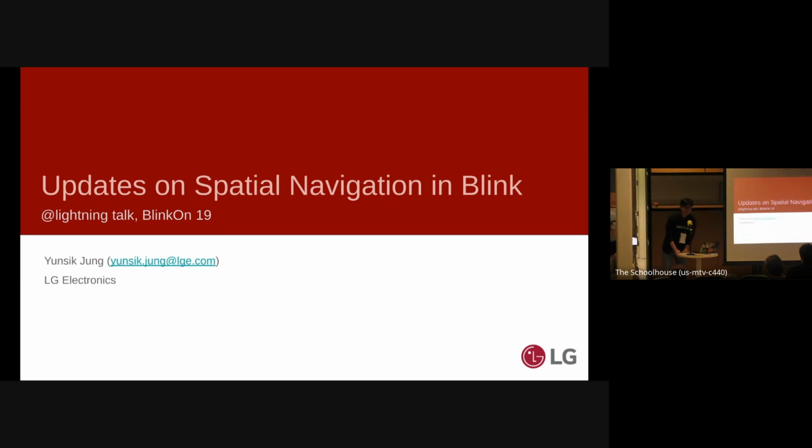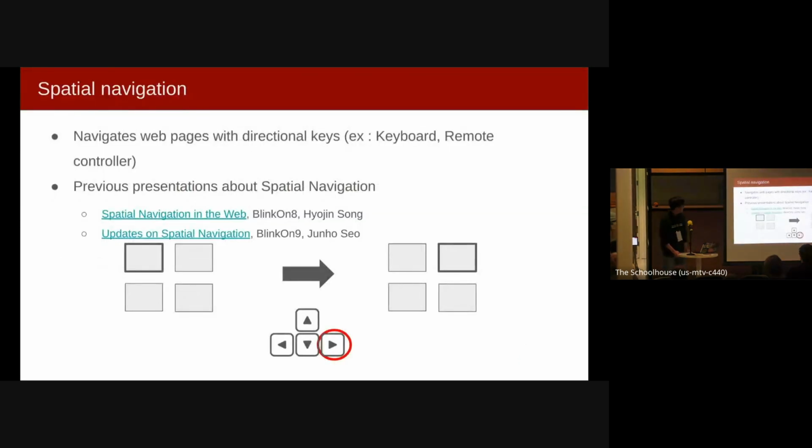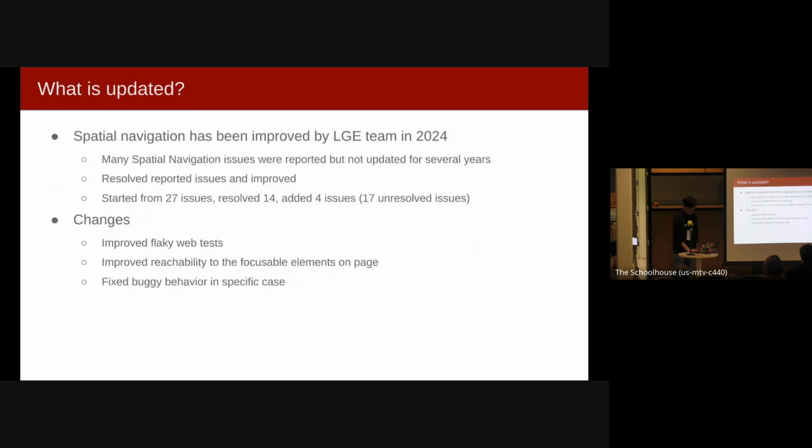Good afternoon. This is Yunshi from LG Electronics. I would like to talk about updates on spatial navigation in Blink. Spatial navigation navigates a web page with direction keys, such as a keyboard and remote controller, and you can refer to this presentation for details. Instead, I will focus on what is updated.